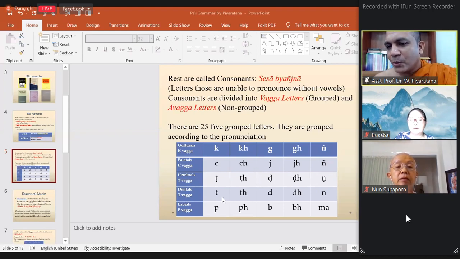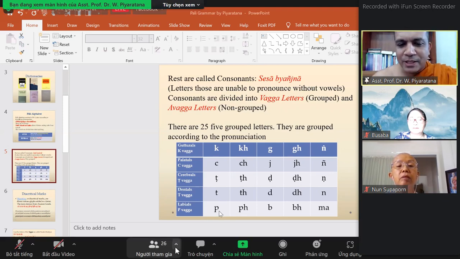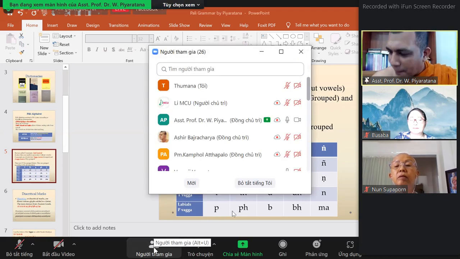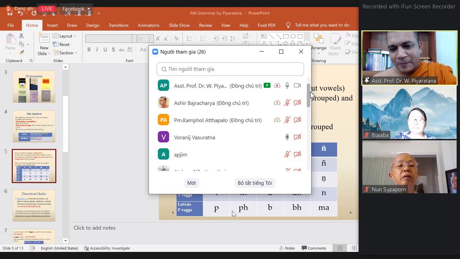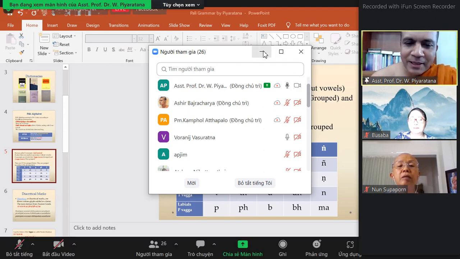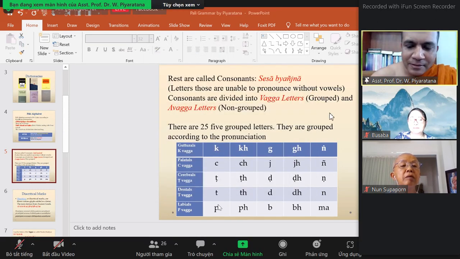Could you repeat? Pa, ba, pa, ba, pa, ma. Correct: pa, pha, ba, bha, ma. Okay, so again: ba, pa, ba, pa, ma. Right? Yes, of course, because it's similar to Thai.